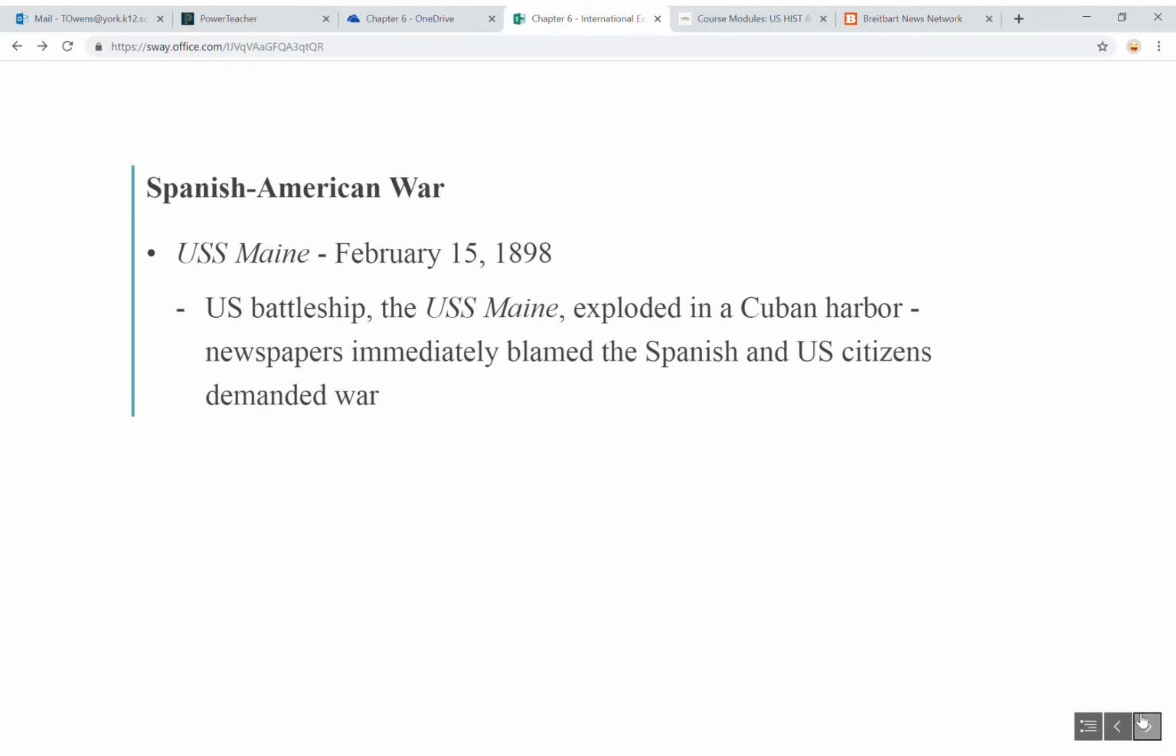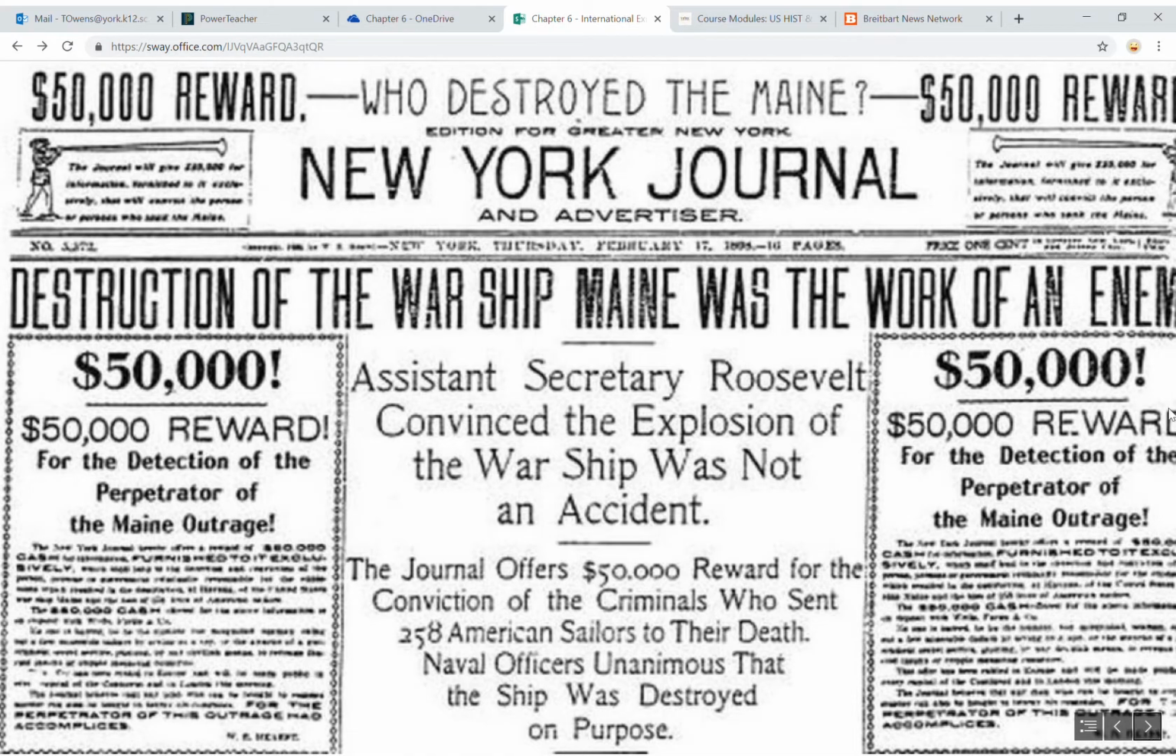You have some in the United States calling for war, although the government is hesitant to enter into a war over this reason. We haven't really been attacked yet. But things begin to change in February of 1898, and that is when the USS Maine is sunk in a Cuban harbor. And the newspapers are immediately going to begin to blame the Spanish.